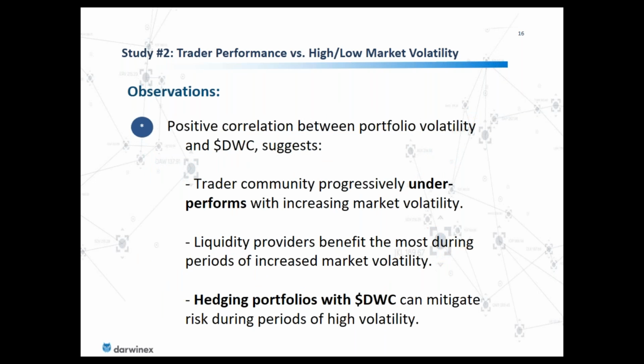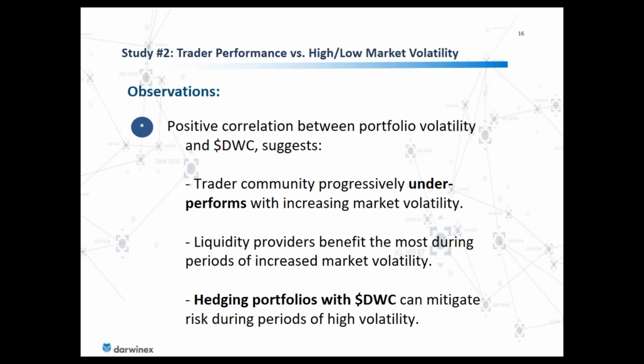If we go back to the very beginning of this webinar where we talked about the observation being that most traders would prefer higher volatility, or at least most traders perceive higher volatility to be a time that brings forward a larger number of trading opportunities. Based on our analysis, based on this study that you've observed, it's quite apparent that positive correlation between portfolio volatility and the DWC indicates that when volatility increases, traders underperform. And liquidity providers are the only ones benefiting from such an activity.